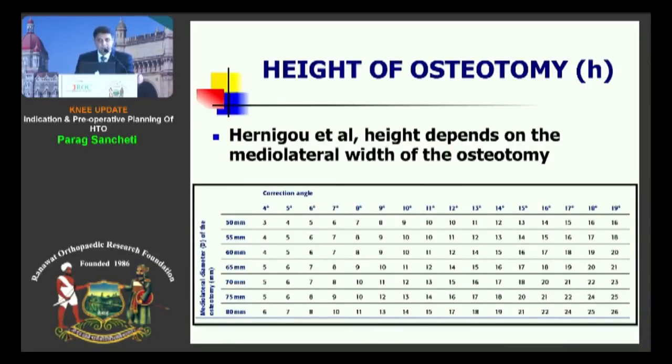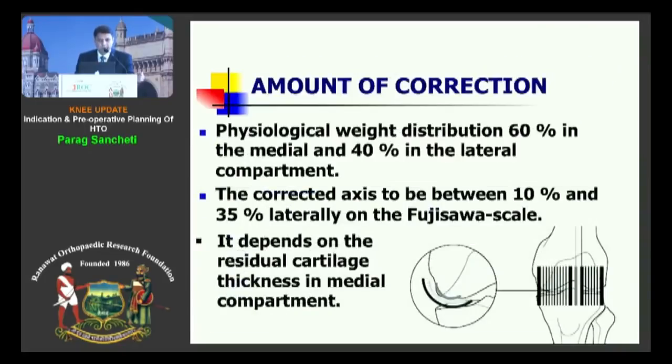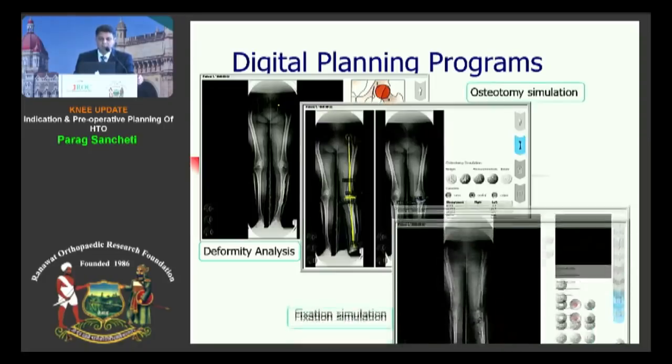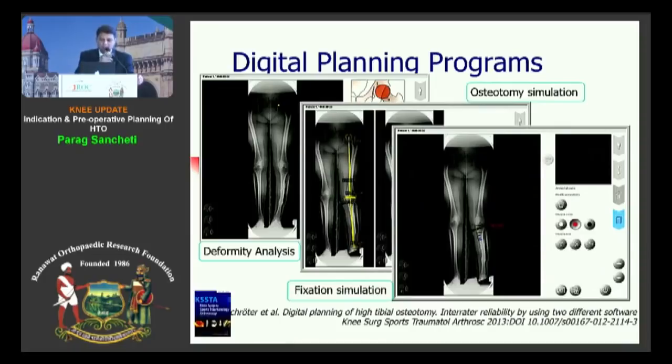So this is something which you have to plan well, and you can exactly calculate the amount of wedge you have to open. Again, it is important to overcorrect. It is important to not lose the correction, and you should always pass on the lateral side, either 40% or 60%. There are various software programs available, and this particular software has been available with the AO group, and this has been described in KSSTA, where you can actually extrapolate and calculate digitally what correction is required.